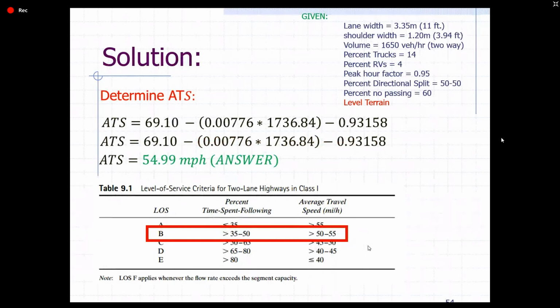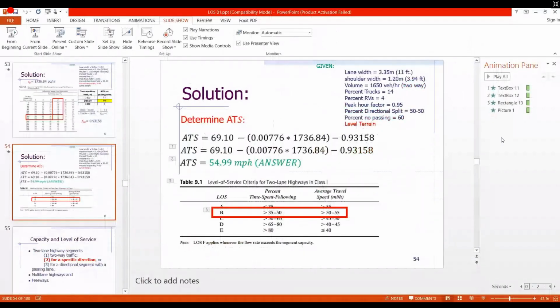Okay? So, balik lang ako dun sa dito. Any question ulit since yun yung method natin in determining your level of service using your PTSF, and then yung pangalawa is your ATS method.